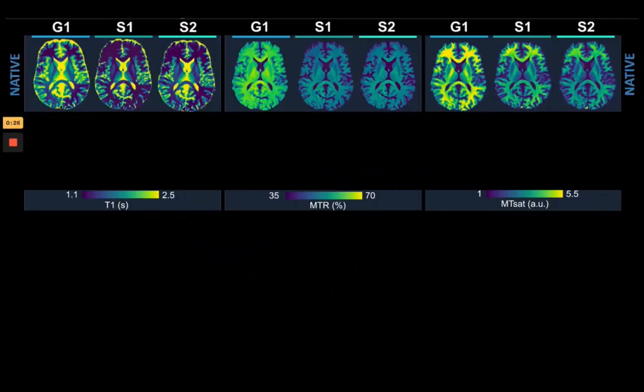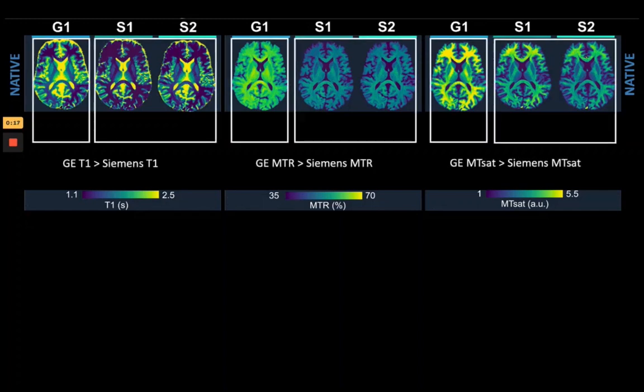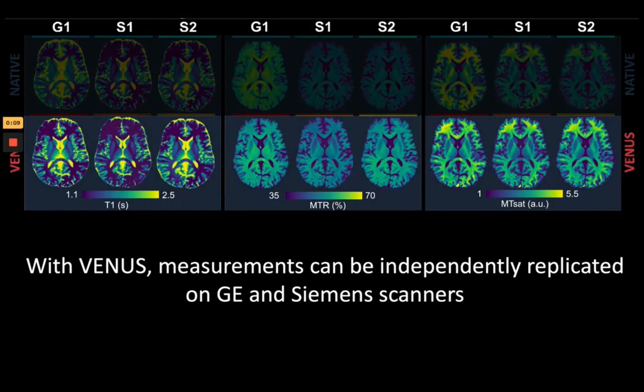The T1, MTR, and MTSAT maps from vendor native acquisitions show a notable inter-vendor difference for the same participant, and these differences are not reflective of a true biological change in the myelin content. It's a systematic bias. On the other hand, when we use the unified vendor neutral sequence, we see a much better agreement between different vendors.